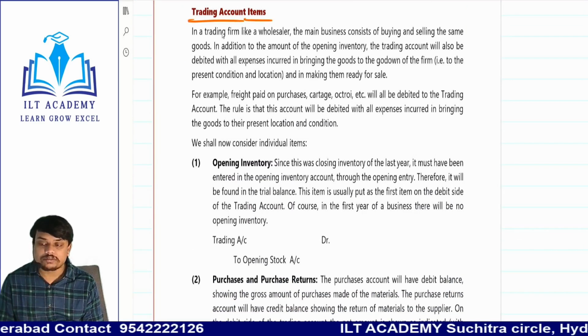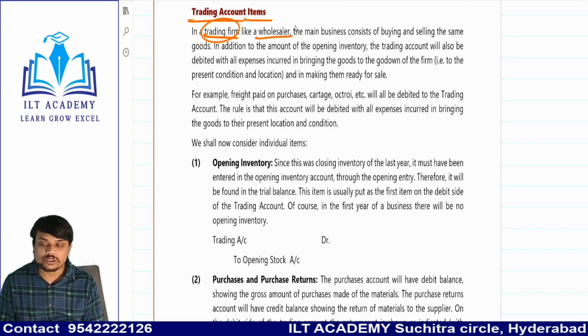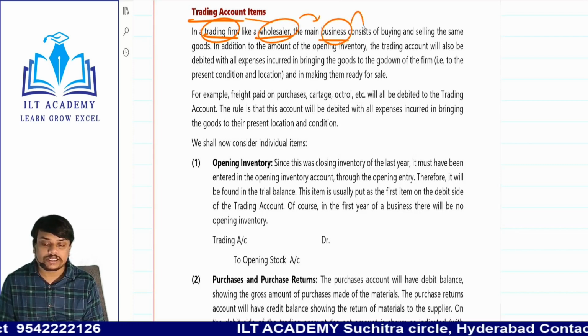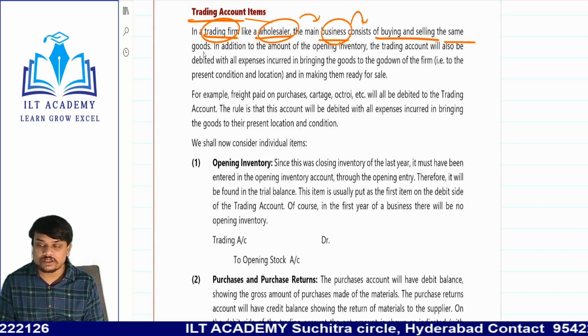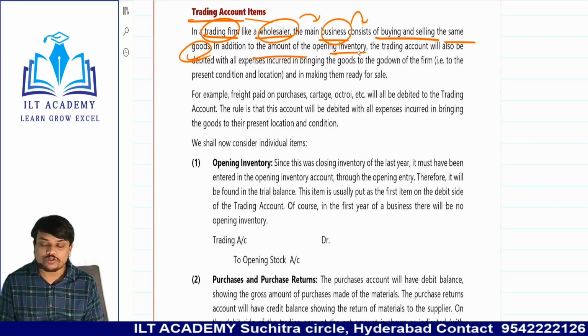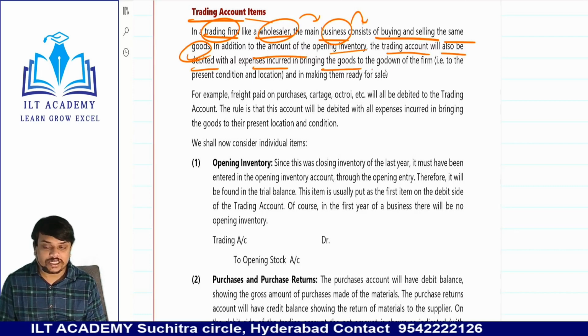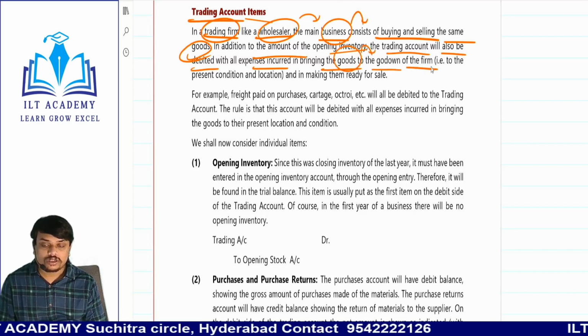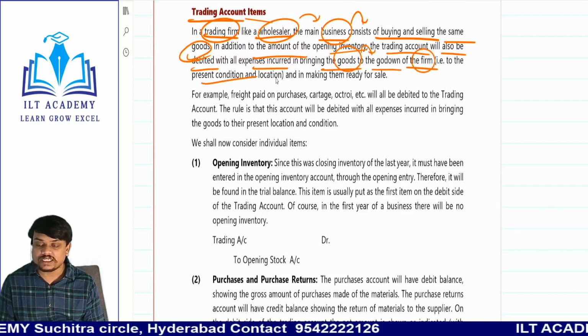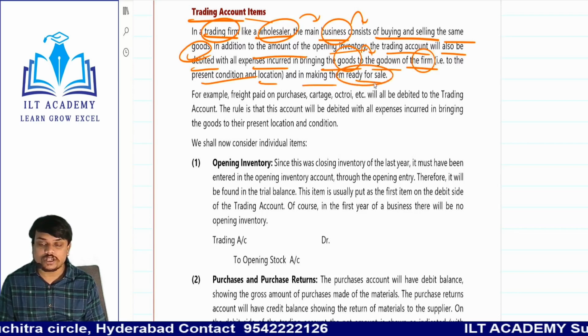Now, trading account items. A trading firm, like a wholesaler, what does it do in its main business? It consists of buying and selling the same goods. In addition to the amount of opening inventory, the trading account will also be debited with all expenses incurred in bringing the goods to the godown of the firm, in present condition and location, and making them ready for sale.